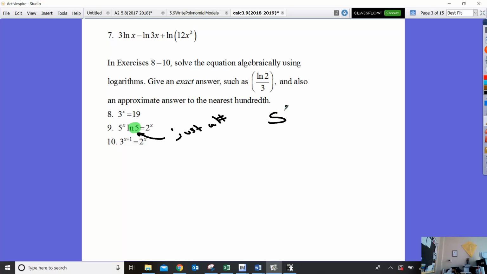If it said 5 to the x equals 2 to the x, if this was the case, how would you solve that? If the bases are equal, you can set the exponents equal. Yeah, that's what they teach you when the numbers are nice. Like if that was an 8 on the left instead of 5, that's what you did. But it's not. There's no nice power of 2 that generates a 5.